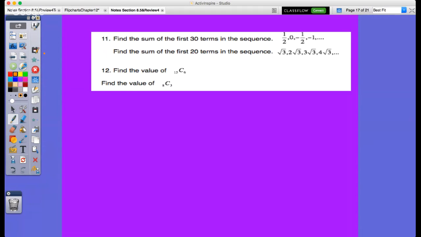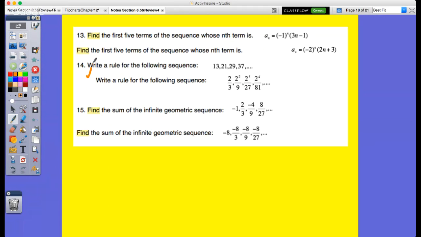Couple things I want to make sure I do go over. We did go over 11A here. 12 we are good on because this is a calculator one. We went through number 14 already.